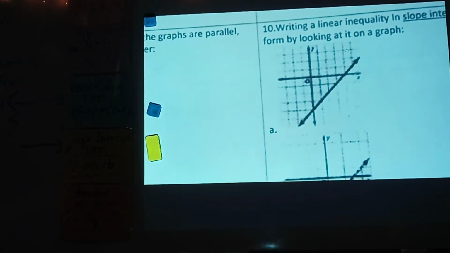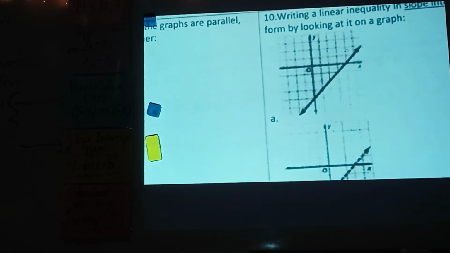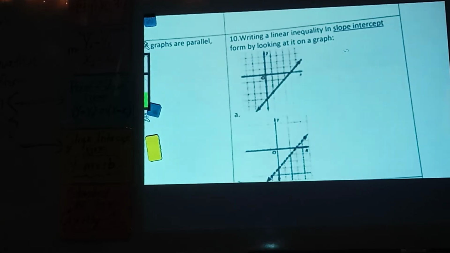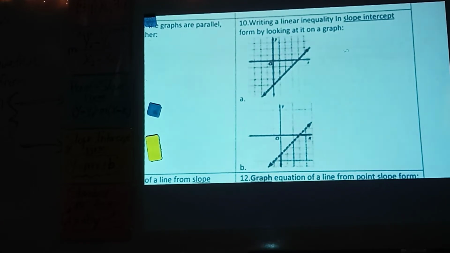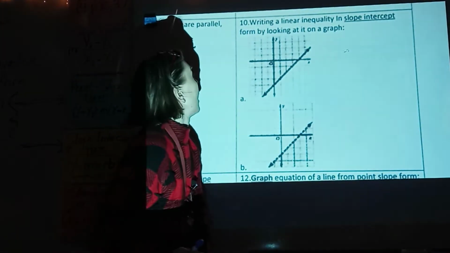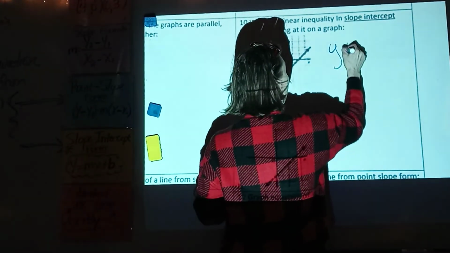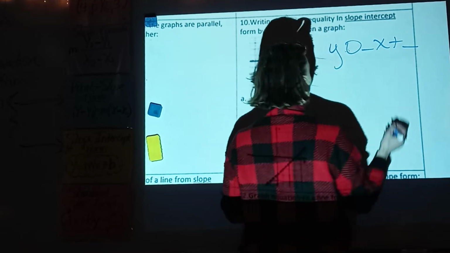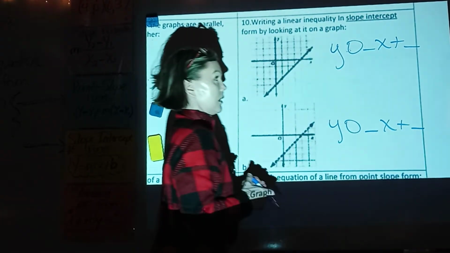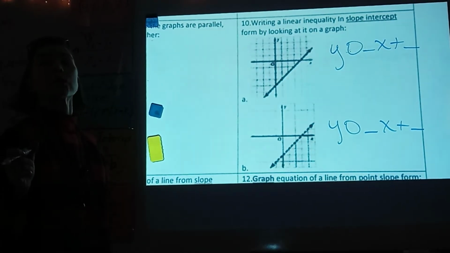Here we go. Writing the linear inequality just by looking at it on the graph. Let's make it a little bit smaller. Okay, writing a linear inequality in slope-intercept form. Let's do it. Let's set ourselves up for success. Y open circle, blank x plus blank. And down here, Y open circle, blank x plus blank. This is just a labor of love, I tell you, what I do for my kids.